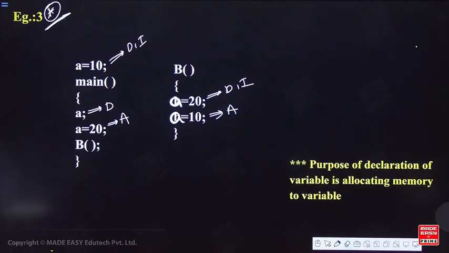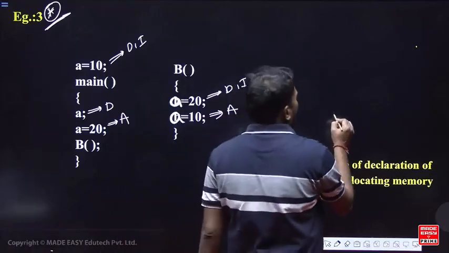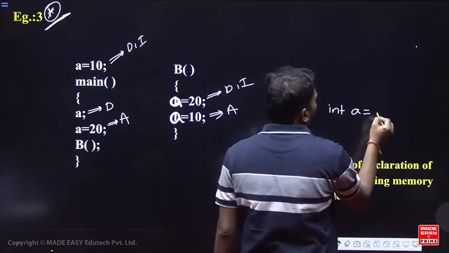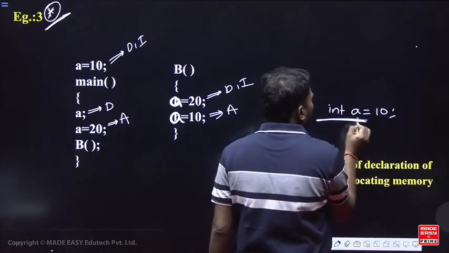Kashish Singh, what is your doubt here? What is initialization? Along with the declaration, that is initialization. Okay, look here: integer a equal to 10. This is a declaration, declaring a.